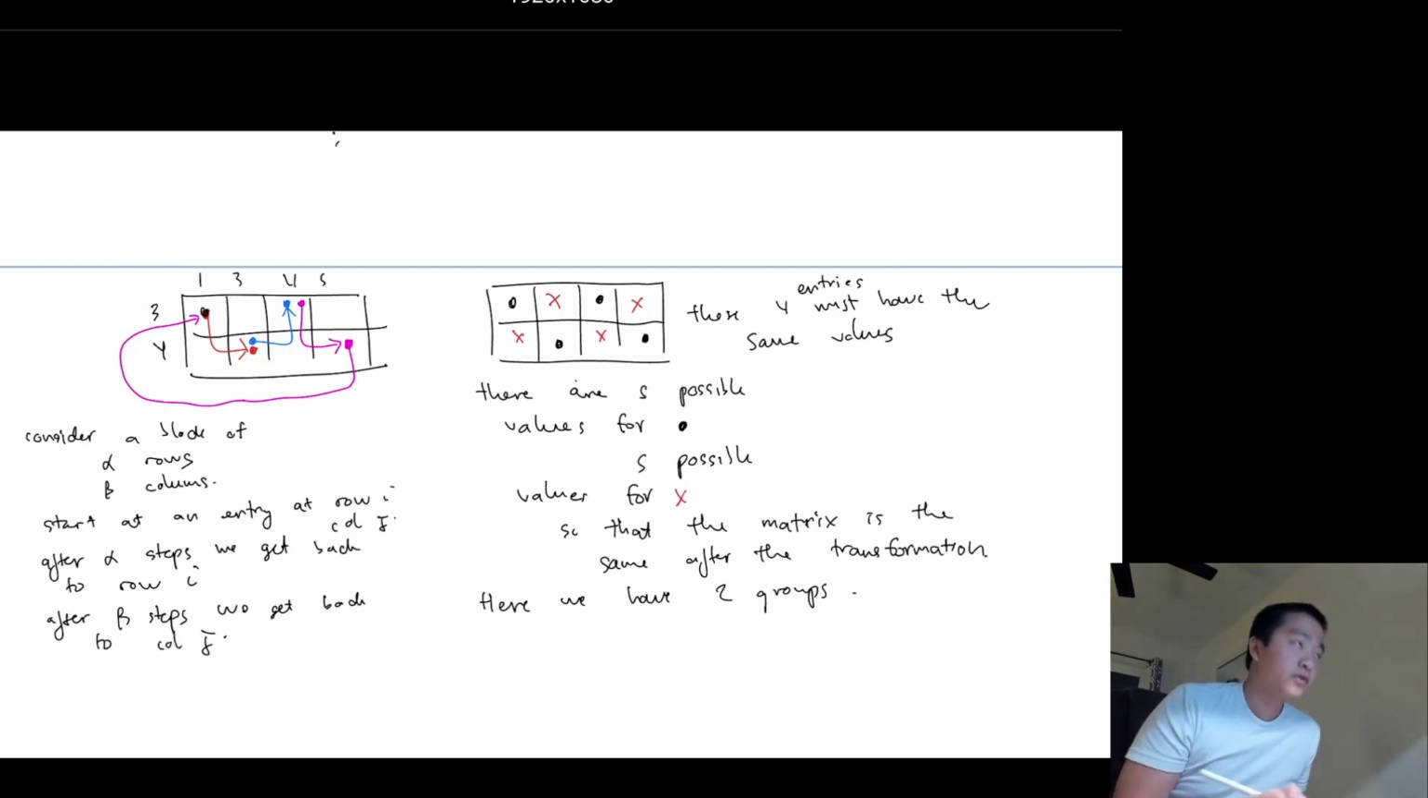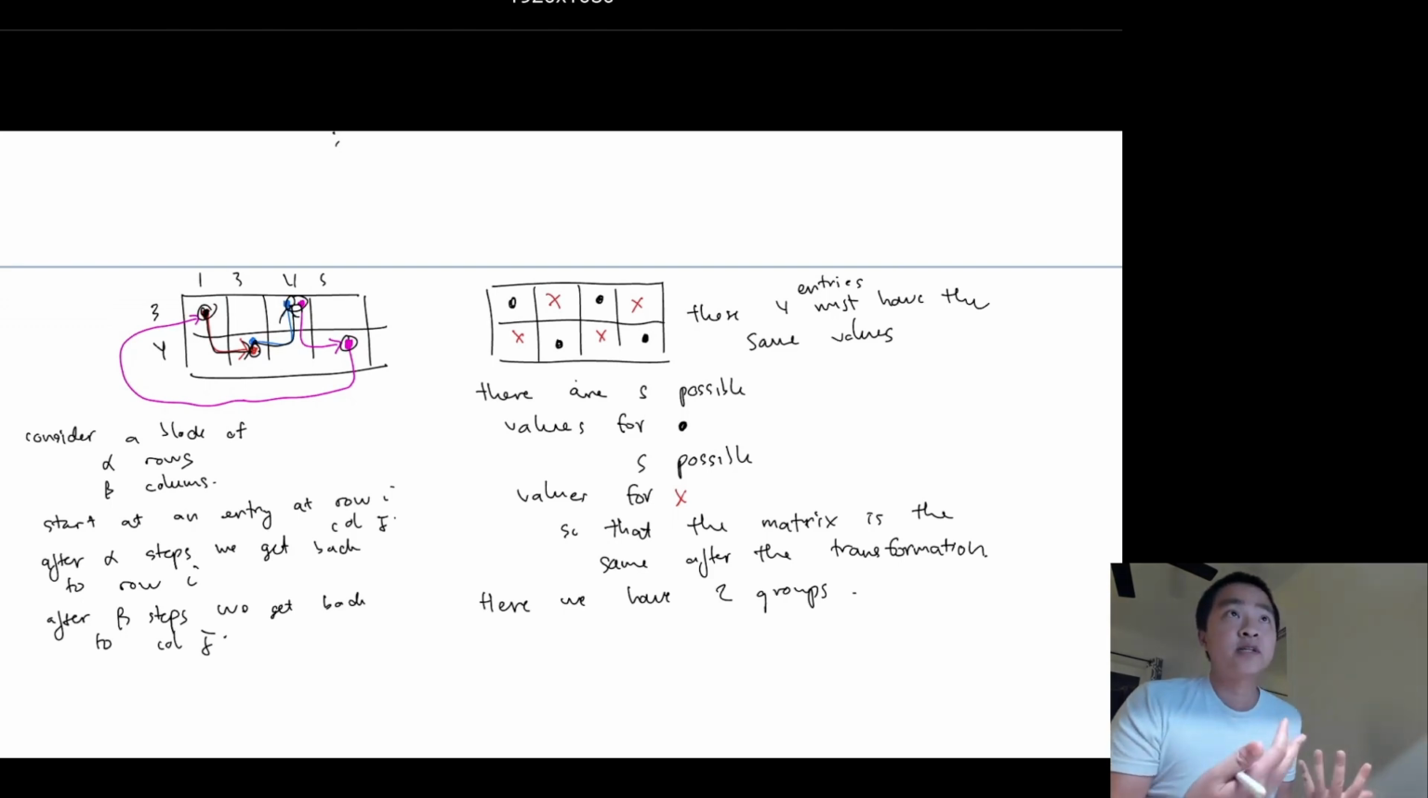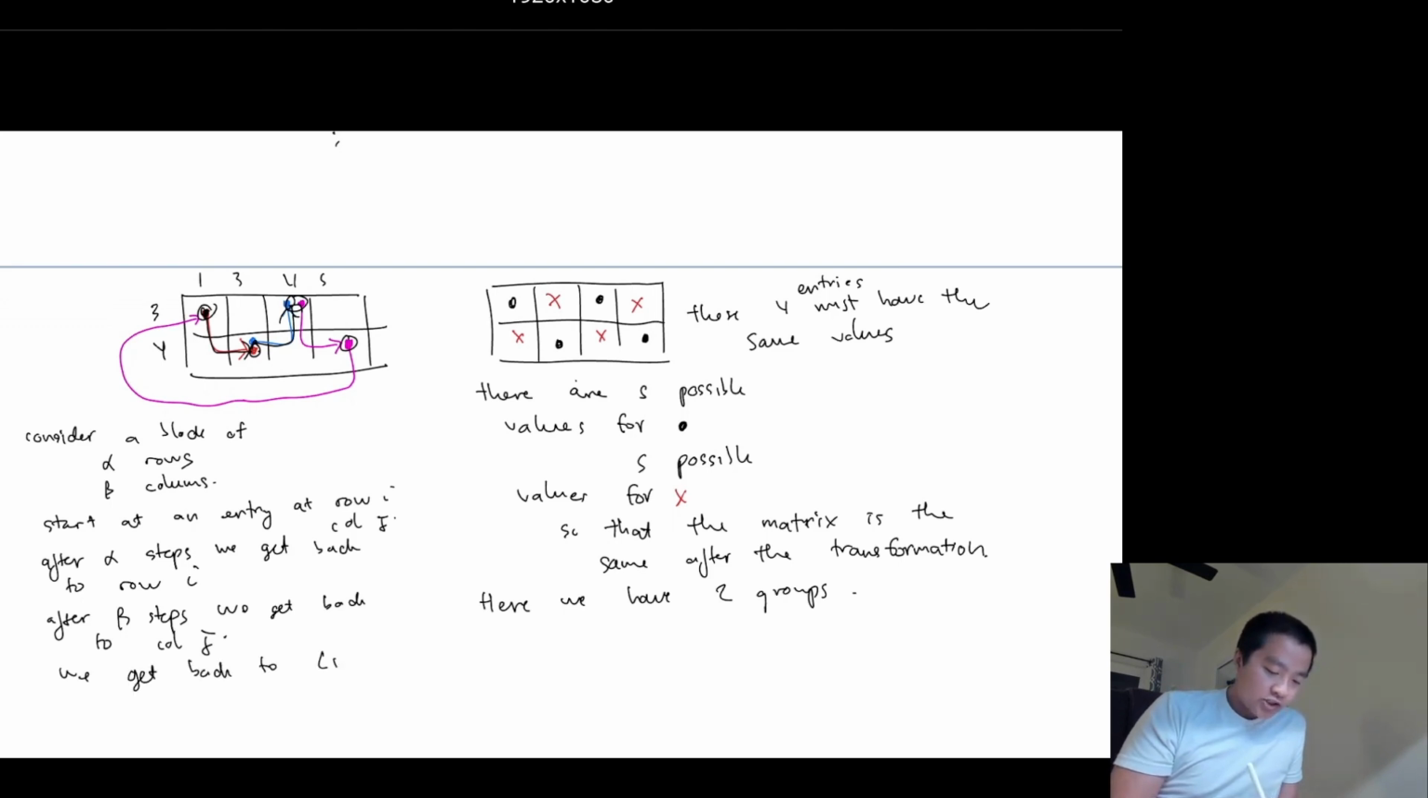For example, the number of rows here is 2, right? So after the first step, you get here. After the second step, you get back to the first row. Similarly, after another 2 steps, we get back to the first row. Here we have 4 columns, right? So after 4 steps, 1, 2, 3, and 4, we get back to the first column. So we get back to (I, J) after the least common multiple of alpha and beta steps.